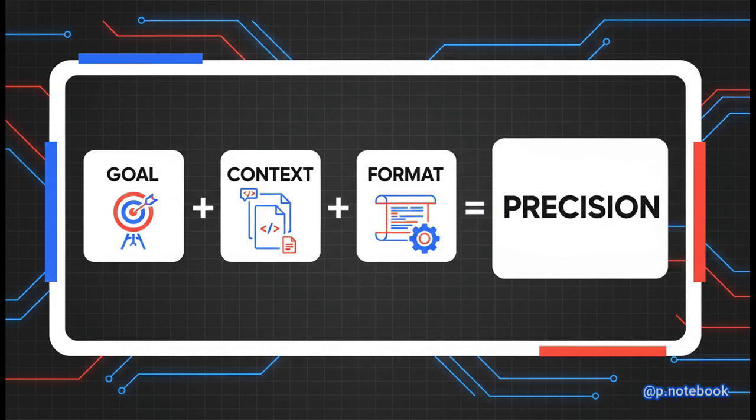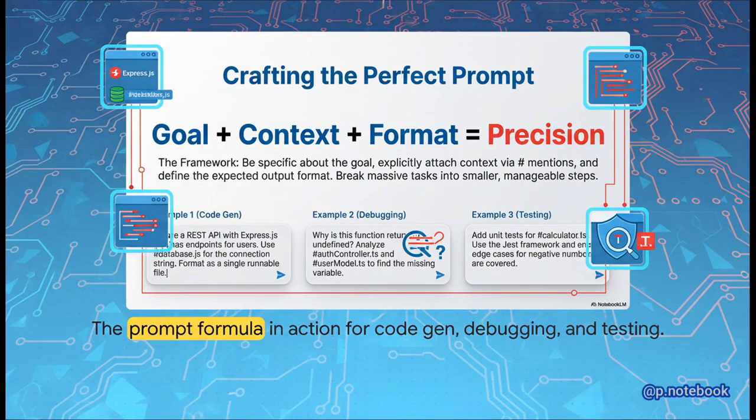This is what takes you from just kind of hoping for a good result to actually engineering a good result every single time. Okay, so let's see what this actually looks like in practice. For code generation, check it out. The goal is crystal clear: an Express.js API. The context, bam, we're pointing it right at the #database.js file. And the format, we want a single runnable file. See? There's no guesswork left for the AI. It's precise, it's locked in.